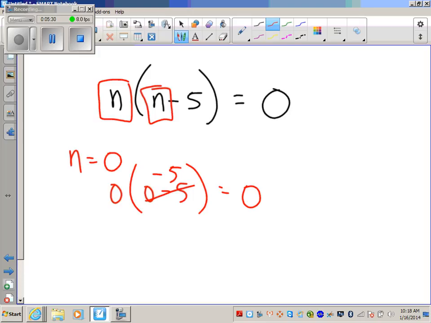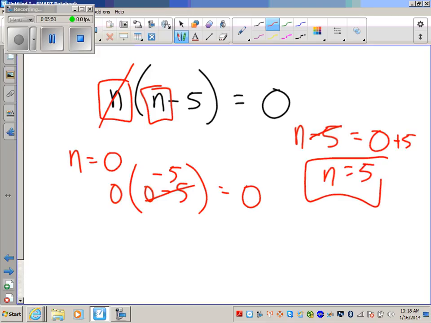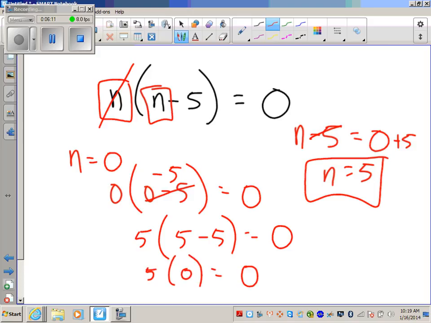Now, let's solve for this n. Let's ignore the first one for now because I've already solved for that n. Let's take that n minus 5, and let's just have it equal 0. It should be very similar to what we did at the beginning of the lesson. How would I solve something like this? I would add 5 to both sides, and n would then equal 5. So let's plug in a 5. I put a 5 on the outside, 5 for n on the inside, and it's got to equal 0. 5 on the outside times, what's 5 minus 5? Does 5 times 0 equal 0?